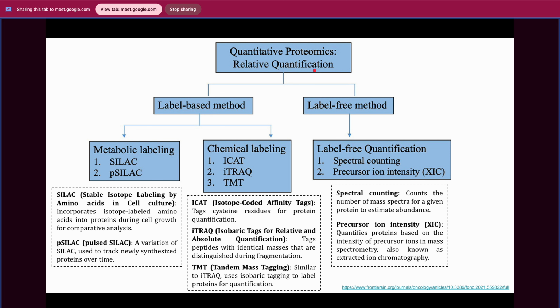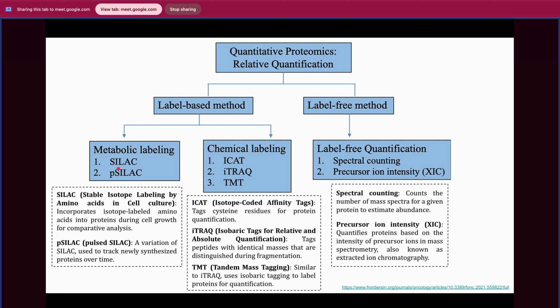For example, if I want to compare two sequences or two samples, in that case we want to go for relative quantification. We want to go for the comparison. In such scenarios, we either go for label-based methods or we can also go for label-free methods. Under label-based methods, there are two techniques. One is metabolic labeling, another one is chemical labeling.